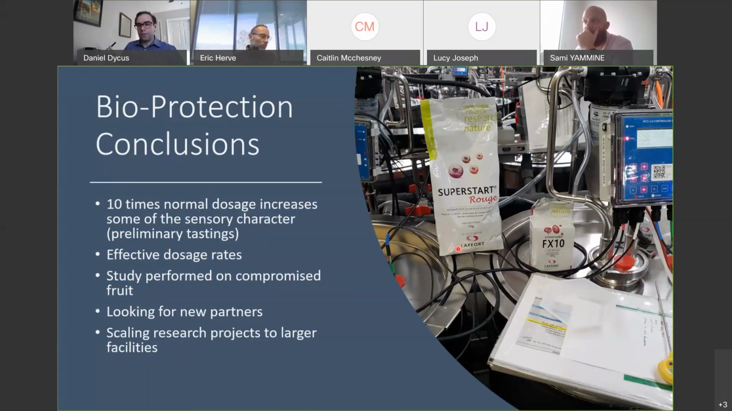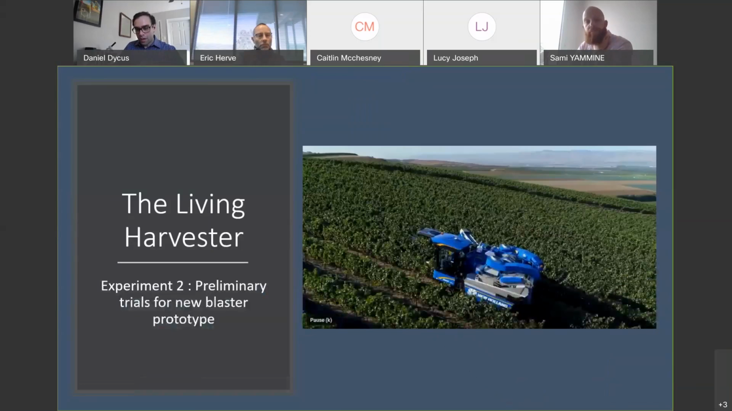And that's a huge statement because for hundreds of years, we've used sulfur as an antimicrobial, but not just an antimicrobial, but also an antioxidant. And we'll talk more about that later. What we see is that 10 times the normal dosage does increase some of the sensory characters. So we wanted to use a huge dosage to see if we could inoculate a surface. So we'll get to that. We're always looking for new partners. We'd love to have you guys on board. But let's get over to the living harvester.